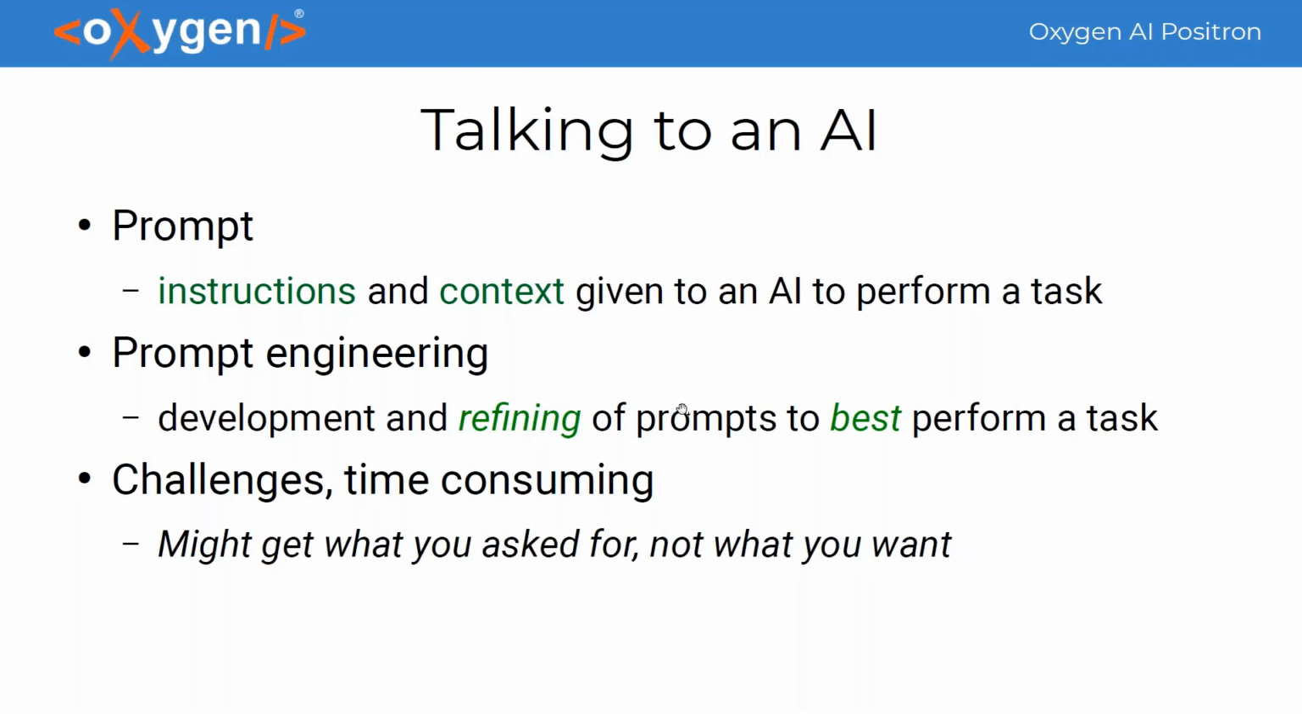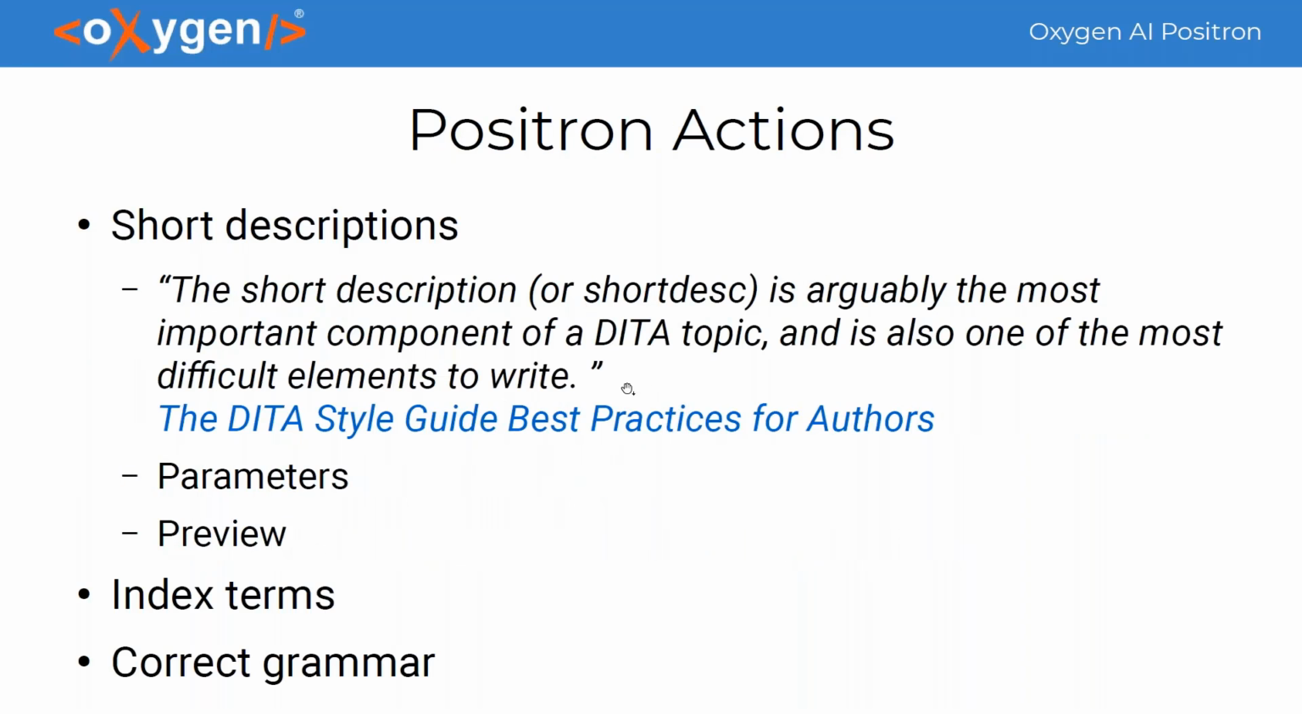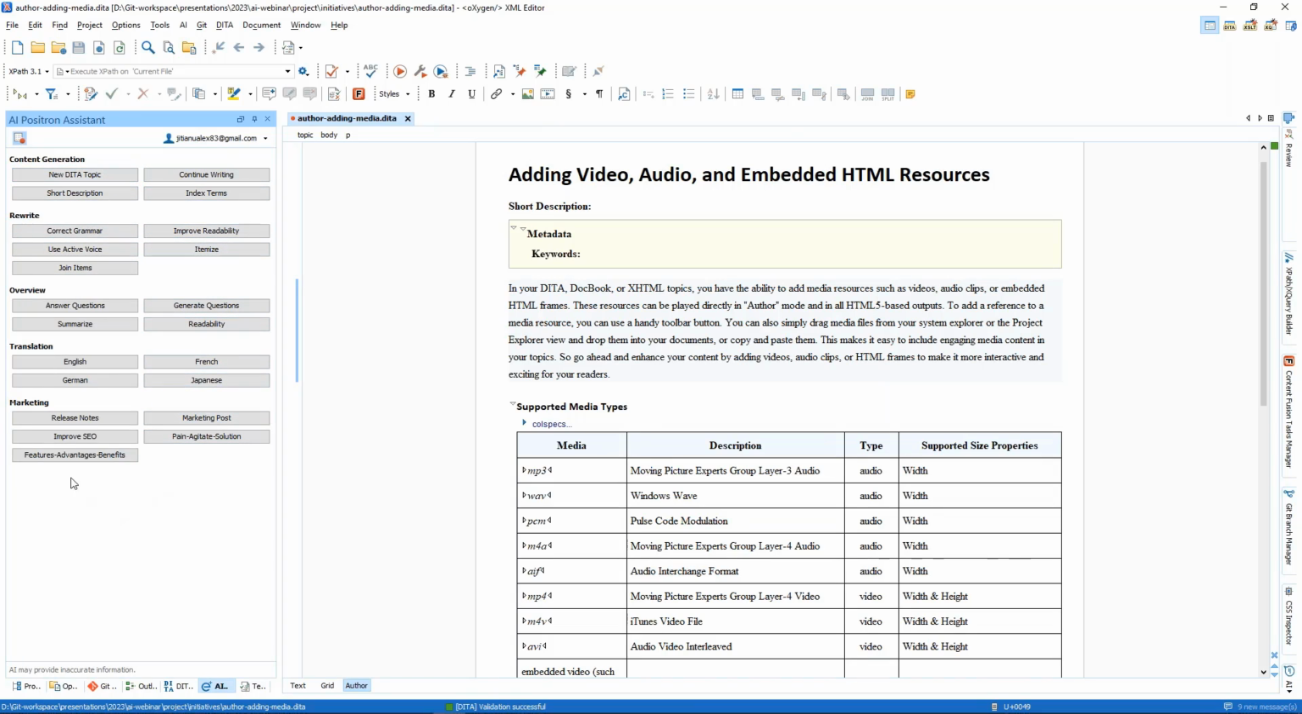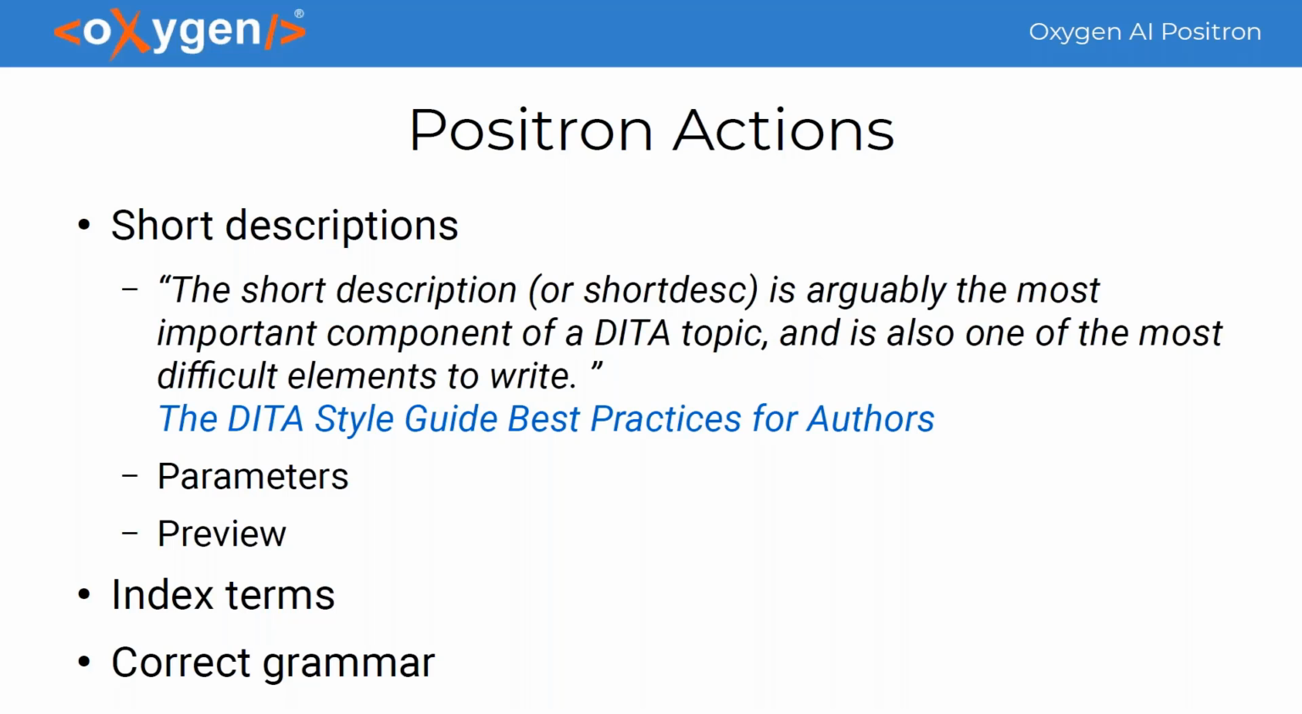process. So to help you with that, we've gone through this prompt engineering, and we've developed a number of so-called Positron actions. These are what you see here in the Positron Assistant side view. Each one of these Positron actions represents such an AI prompt. I will present a couple of them in action, and I will let you experiment with all of them later on when you get the time.